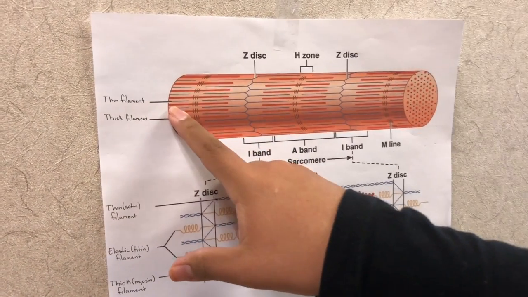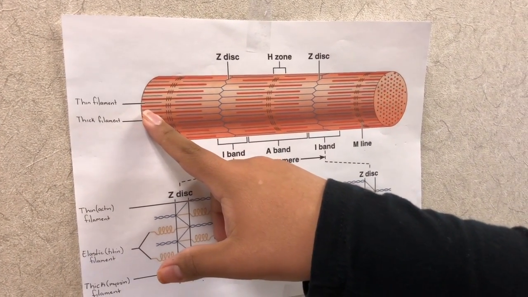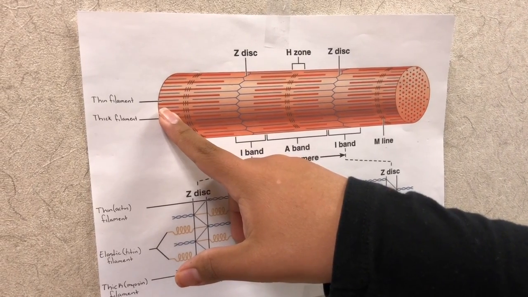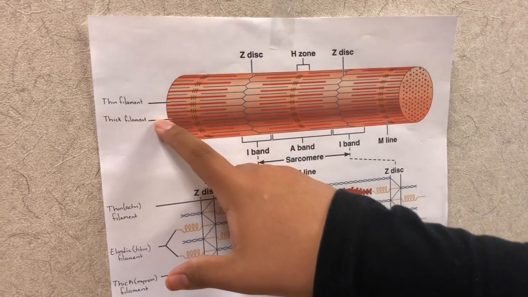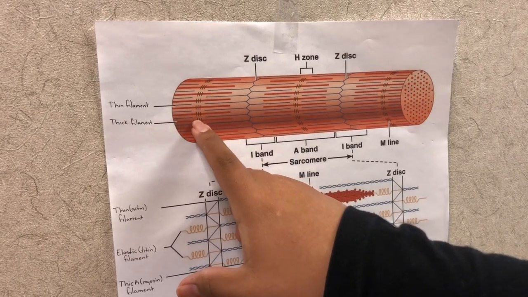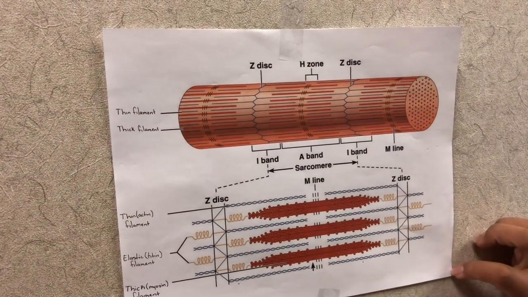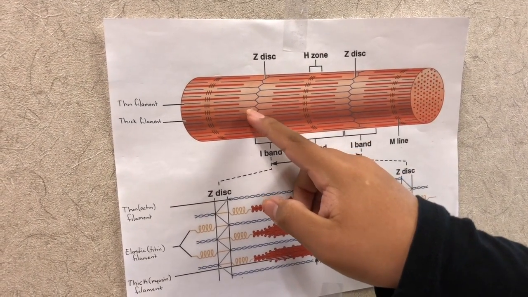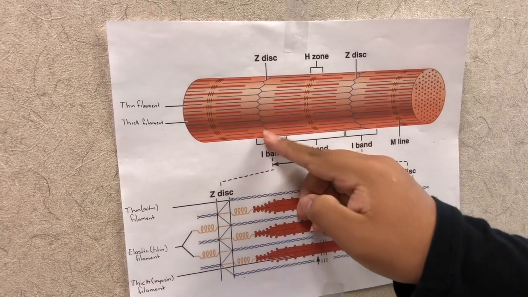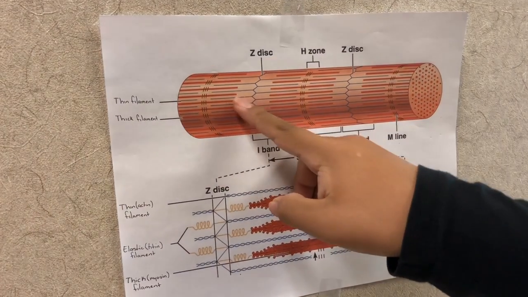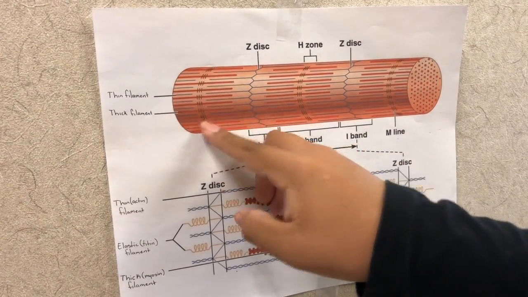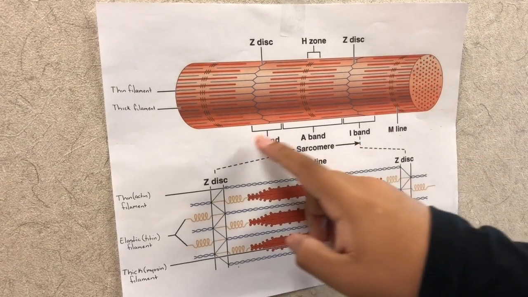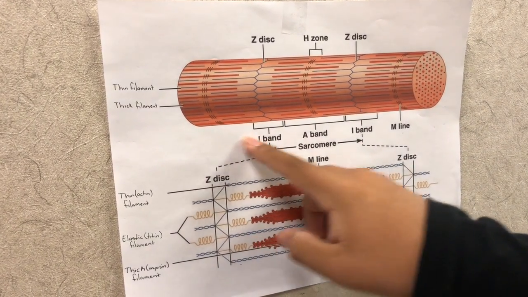These are the thin filaments, which are also known as the actin. And then the darker orange are the thick filaments, which are the myosin. So the Z line, the Z disc, is where the thin filaments attach. And then the M line is where the thick filaments attach.